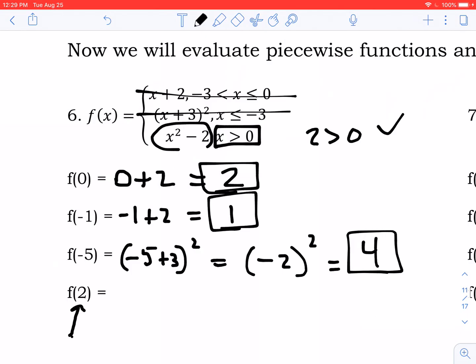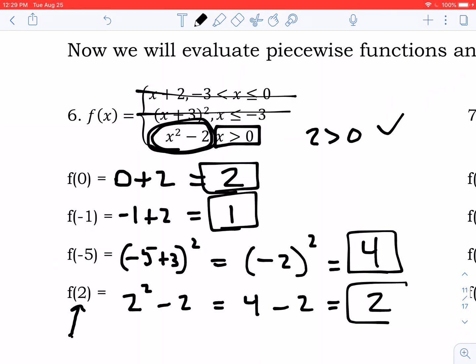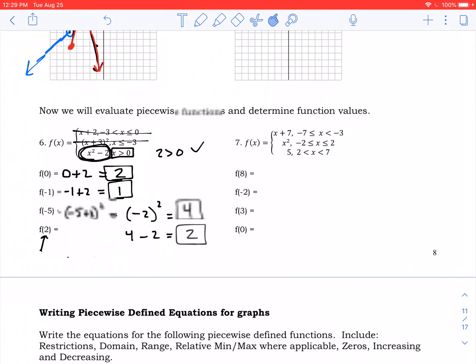So x squared minus 2, this is what I'm going to be plugging that 2 into. So 2 squared minus 2. 2 squared is 4. That should give us a final answer of 2. So we get 4 minus 2, which is how we get a final answer of 2. Okay, awesome.